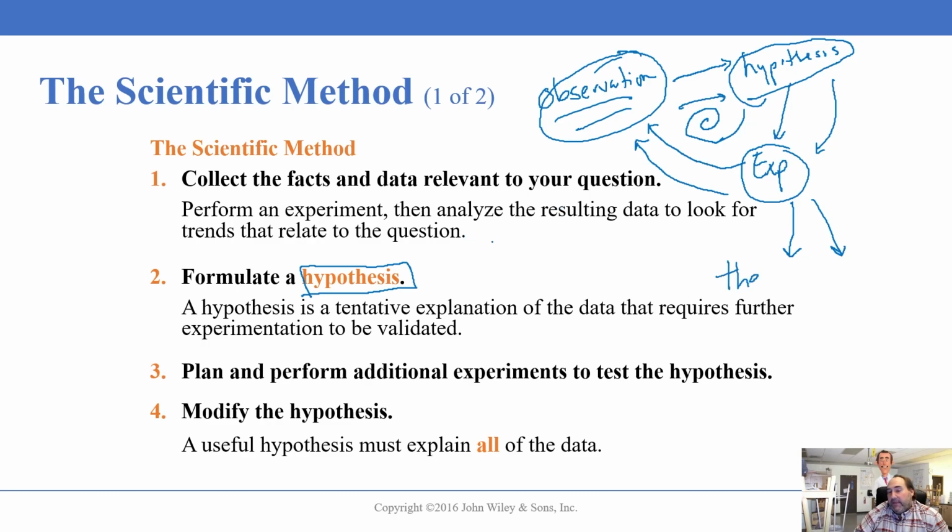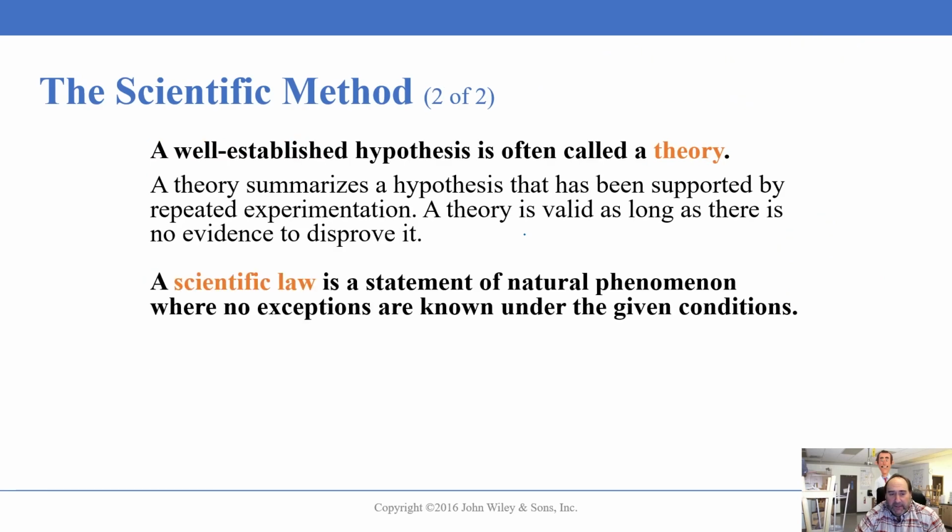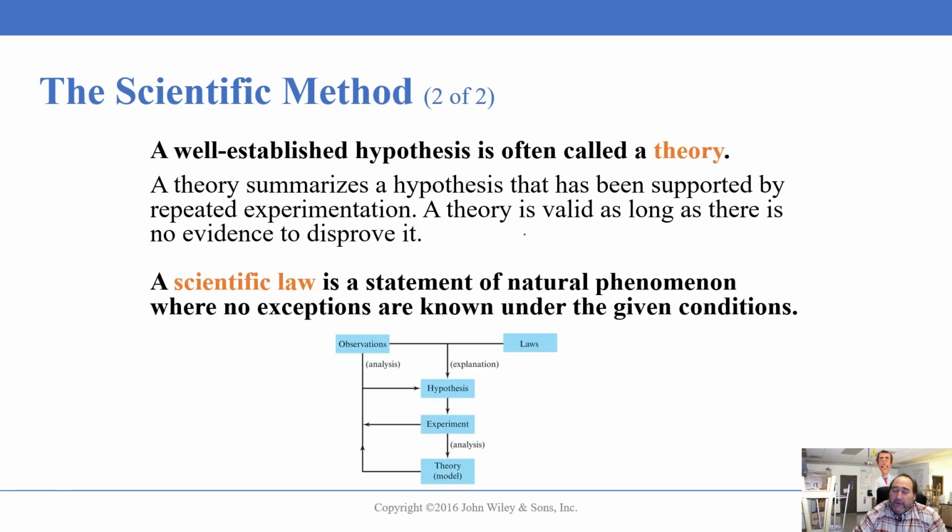It may lead to something that's known as a theory. It may also lead to something known as a law. There are some differences between a theory and a law and what those two things mean. So let's talk a little bit about each of those. A theory is a well-established hypothesis that summarizes what is occurring.